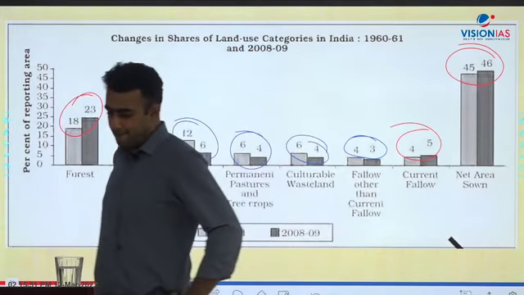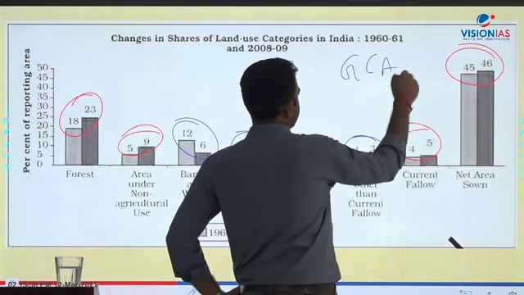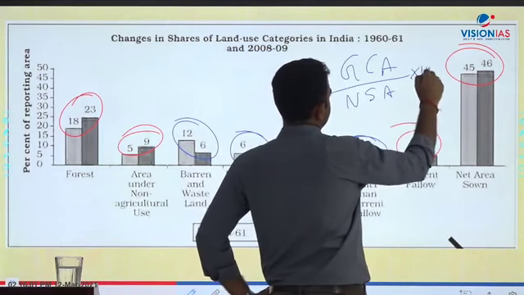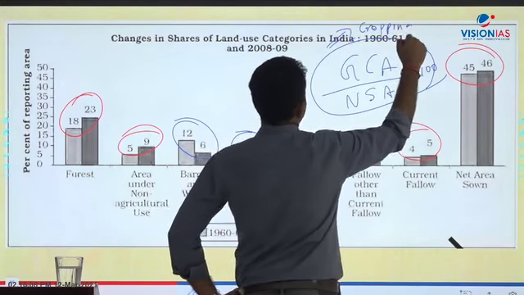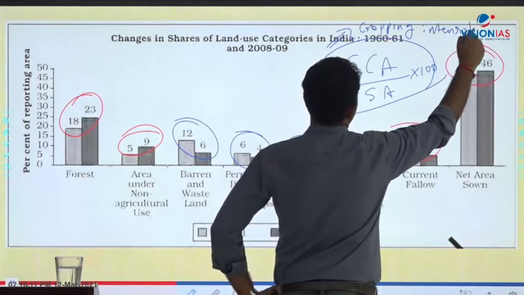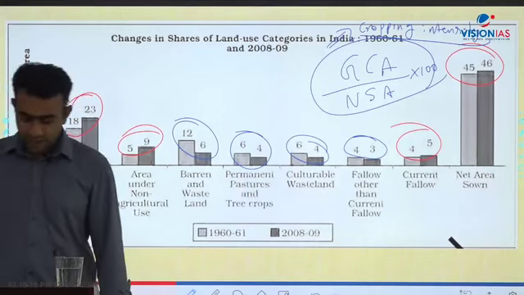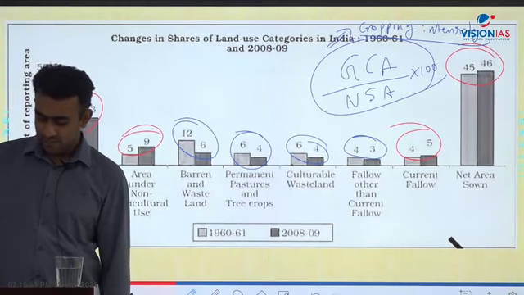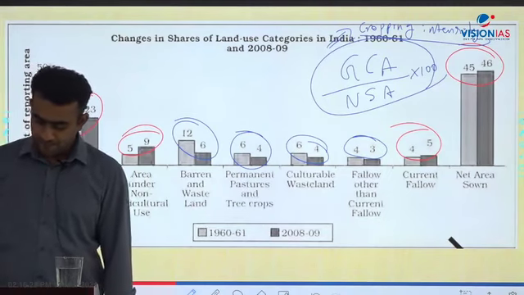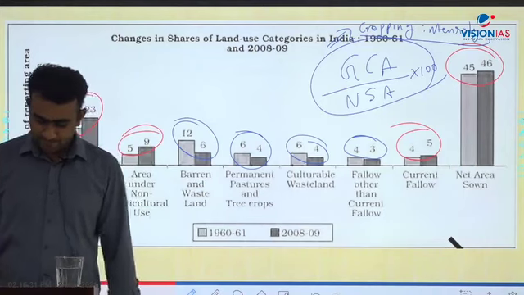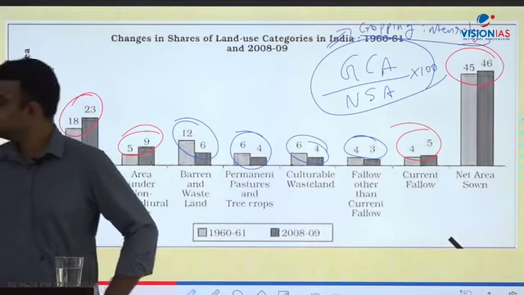Is that clear? The ratio between gross cropped area by net sown area indicates the cropping intensity. Cropping intensity. Just a term, please try to remember. Over the period of time, our cropping intensity has increased. Any doubts here?